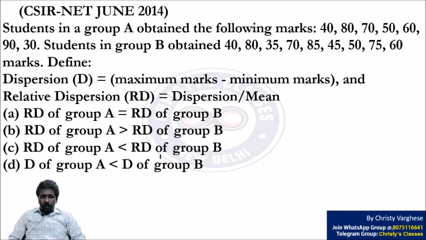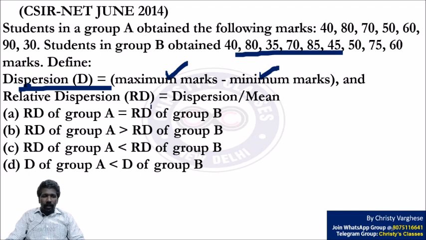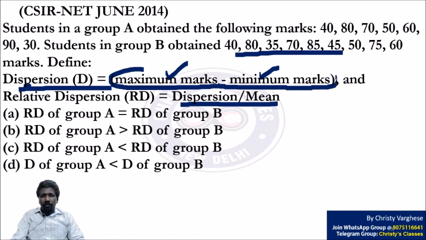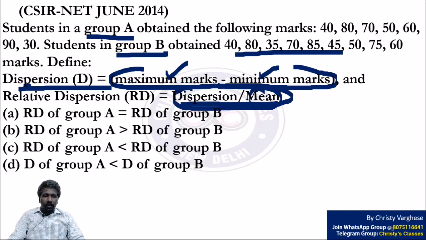A very straightforward question. Students in group A obtained the following marks: 40, 80, 70, 50, 60, 90, 30. Students in group B obtained these marks. Dispersion is defined as maximum mark minus minimum mark. Relative dispersion is dispersion divided by mean. That means we want to find maximum mark minus minimum mark in both groups, and also the arithmetic mean in both groups, so that you can find the relative dispersion, which is dispersion by mean, and check the answer options.